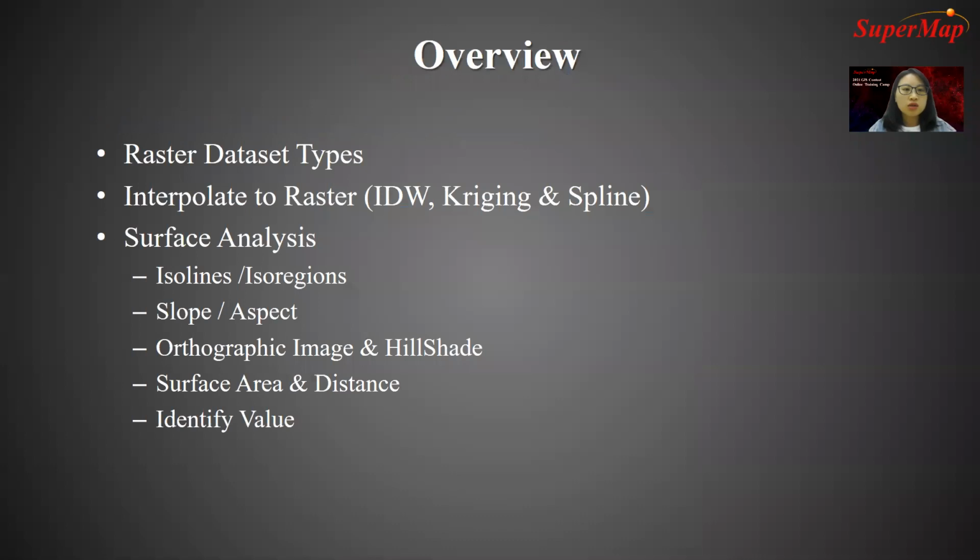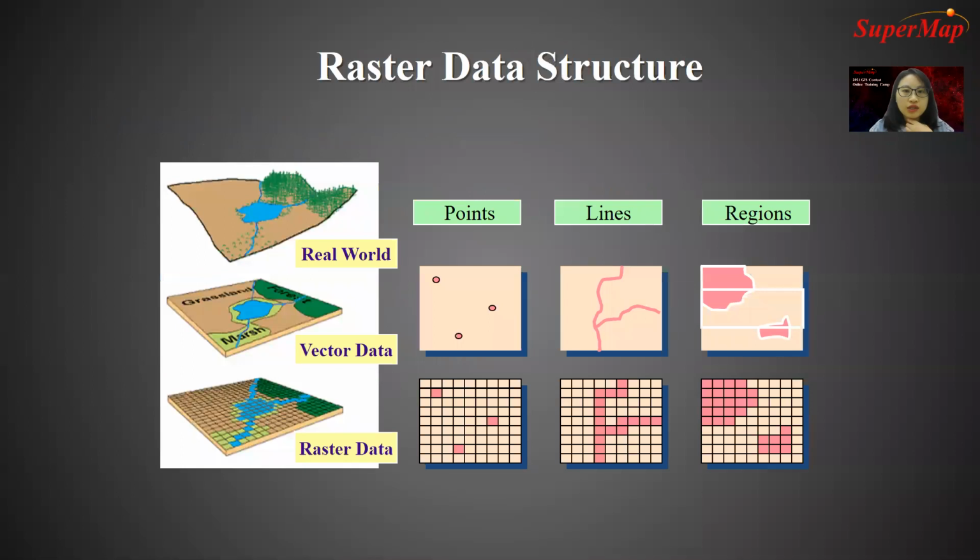And here, let me first introduce the raster data structure. In the real world, points, lines and regions are presented as points, lines and regions in vector data, but in raster data, the points, lines and regions are all composed of grids.